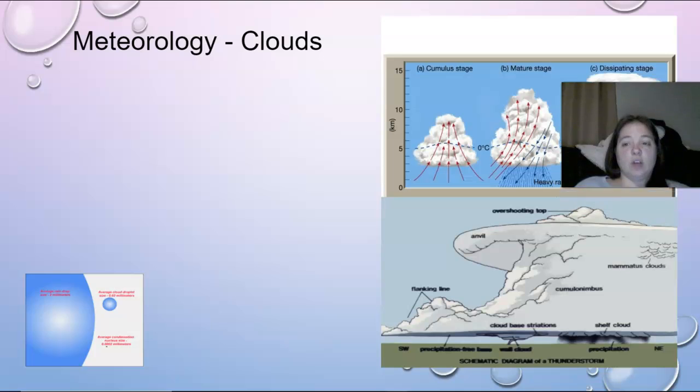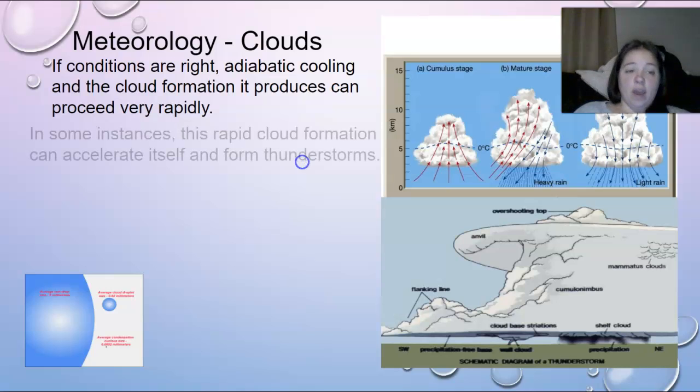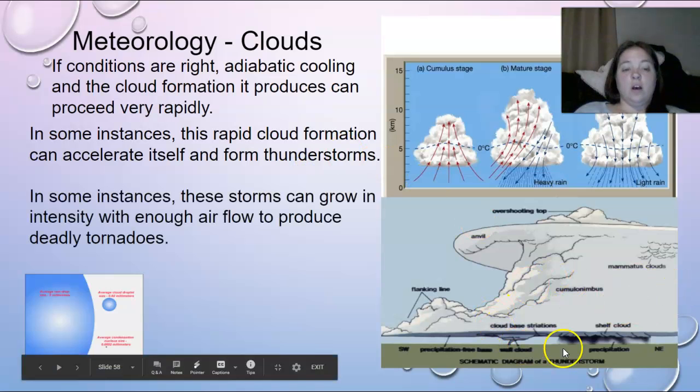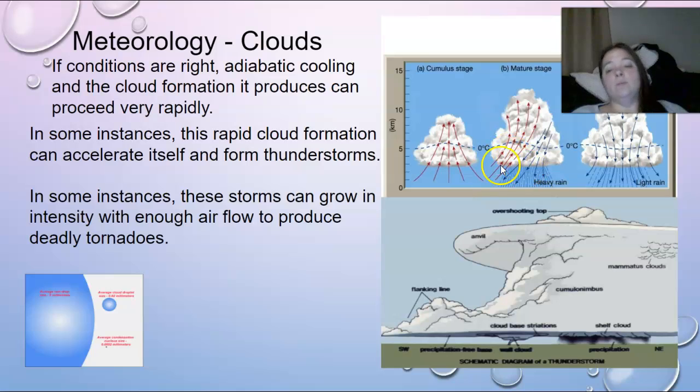So those dangerous clouds that I'm talking about, right? Those are, if the conditions are right, adiabatic cooling and cloud formation produce really, really rapidly. And when that happens, it can form some thunderstorms, or even if they grow in intensity enough, they can form tornadoes. So what happens is you have all this hot air. Remember, the warm air is at the bottom because it's a lot of energy. As it rises up, and it gets cooler and cooler, and you can see it's rising up in this stage where you're getting those big, huge, fluffy clouds.